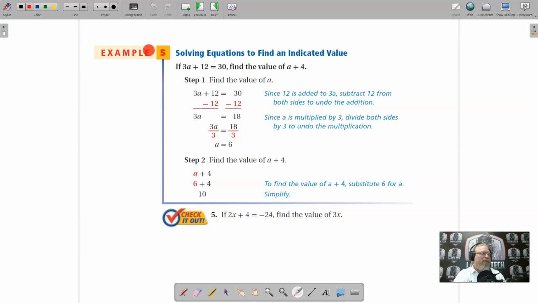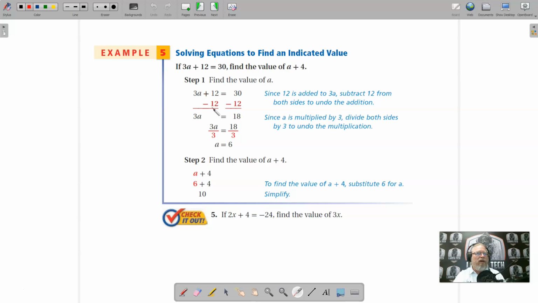Next, we have example 5, solving equations to find an indicated value. And on this one here, the idea is if 3a plus 12 equals 30, then find the value of a plus 4. Well, that makes sense. We're going to have to use the first equation to find the value of a. Then we're going to have to substitute that value into the second expression here of a plus 4. So first, find the value of a.